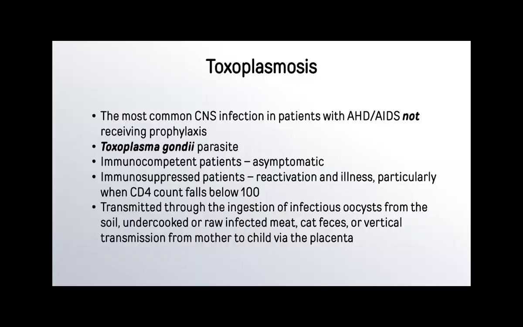Our next topic is toxoplasmosis, which is also one of the most common central nervous system infections in patients with advanced HIV not receiving prophylaxis. It's caused by the Toxoplasma gondii parasite. There's reactivation of the disease followed by symptoms, especially in patients who have CD4 counts less than 100. It's transmitted through the ingestion of infectious oocysts from the soil, undercooked or raw infected meat, cat feces, or vertical transmission from mother to child via the placenta.